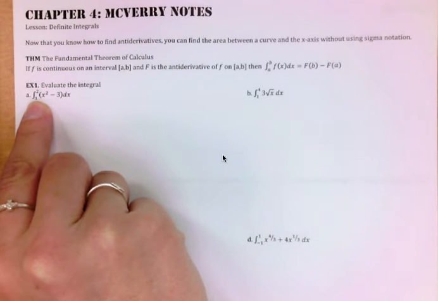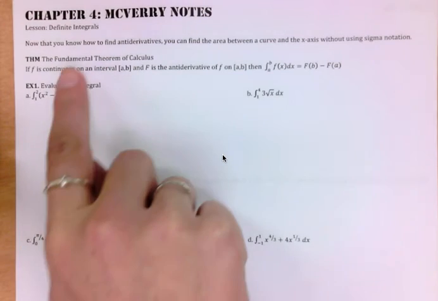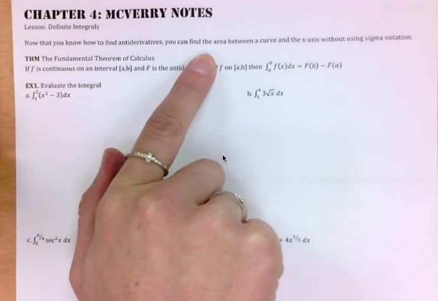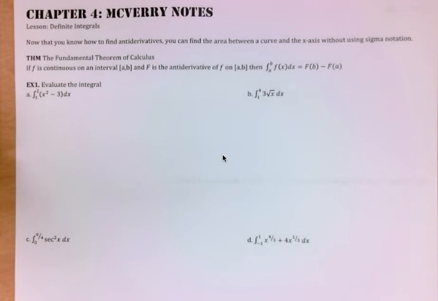Now that we've learned how to find antiderivatives, so you know how to find an antiderivative when you have a constant, a polynomial, or a trig function, now you're able to do that. Now you can find the area between the curve and the x-axis, and you can do it without using sigma notation. Previously we always found the area between the curve and the x-axis using sigma notation, either just the sigma notation where n goes to infinity, or with a Riemann sum. Both of those were ways to find the area between the curve and the x-axis.